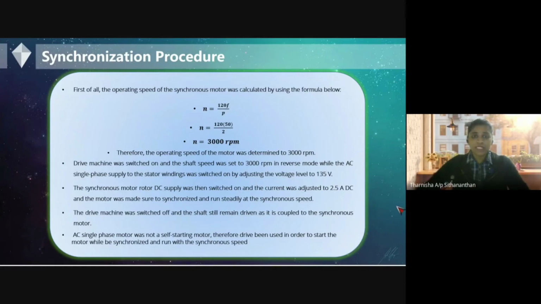Next, the drive machine was switched off and the shaft still remained driven as it is coupled to the synchronous motor. The AC single phase motor is not a self-starting motor, therefore the drive was used in order to start the motor while it was synchronized and run at the synchronous speed.